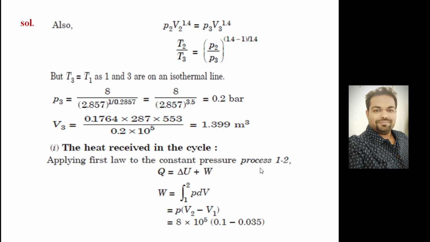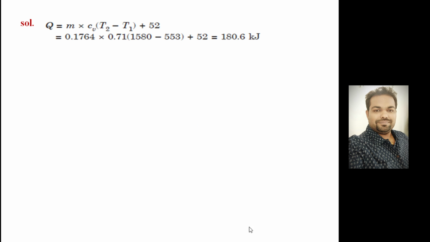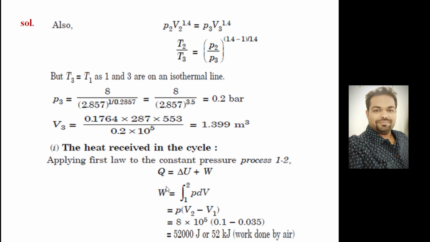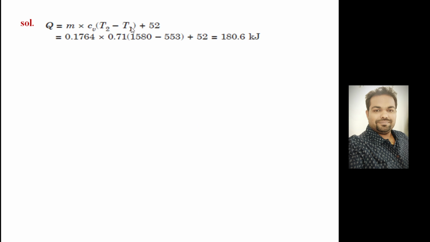So process by process you have to go, which is coming around 52 kilojoule. So heat is m Cv (T2 minus T1) plus work, right? Cv value is already given, mass I calculated, I can substitute here. T2 and T1 are known to me, so I can get the heat transfer during process 1 to 2, which is coming as positive, that means heat is getting added.